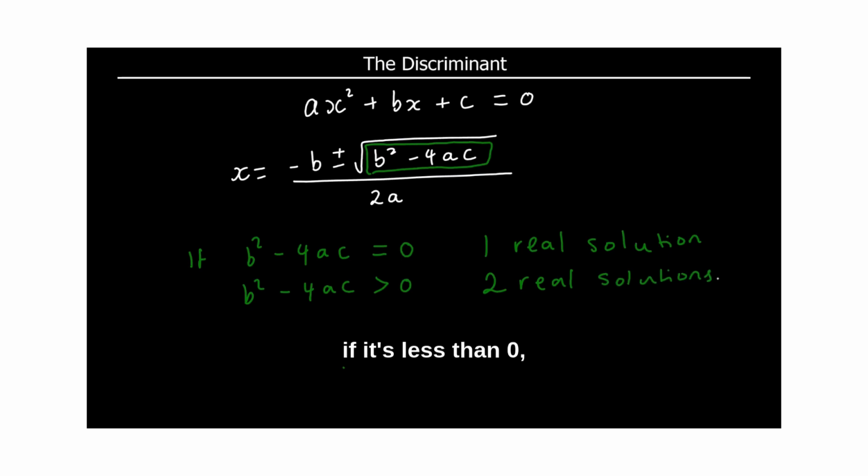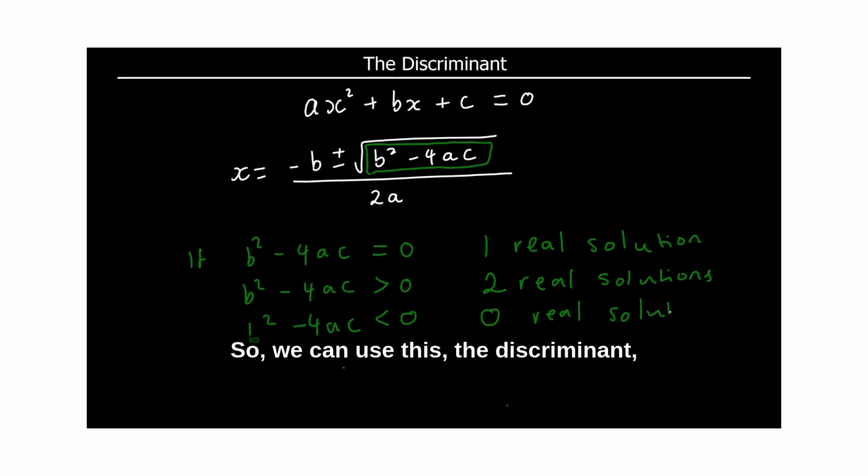If it's negative, less than 0, we're going to be square rooting a negative. And if you square root a negative, you get no real solutions. So if b squared minus 4ac is negative, less than 0, there are no real solutions. So we can use the discriminant to work out how many solutions a quadratic has.